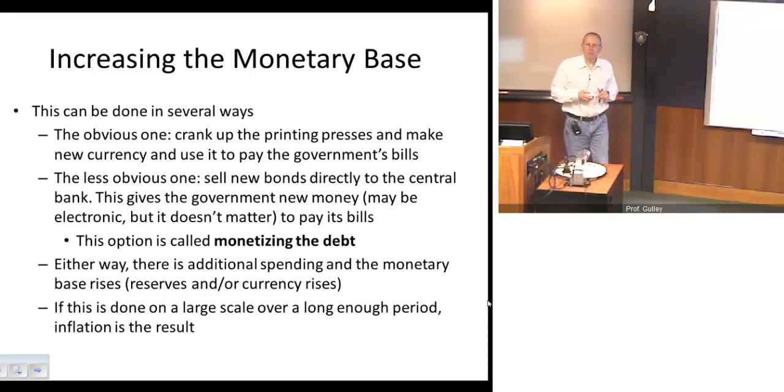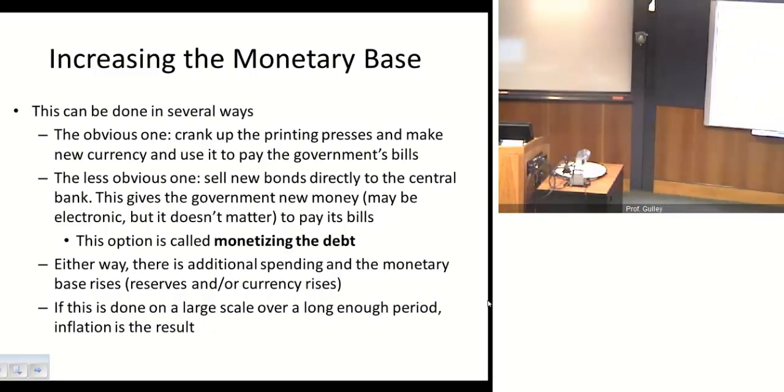But there's a less obvious and probably more practical way to do this. Instead of physically printing new currency, here's another thing a government could do. They could sell bonds directly to the country's central bank. So instead of selling bonds to the public, folks like me and you, they sell them directly to the central bank. So let's think about that exchange.